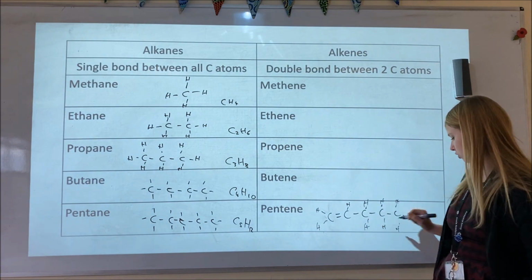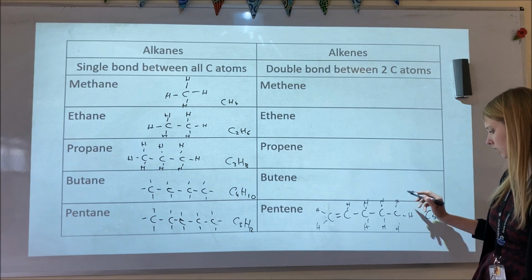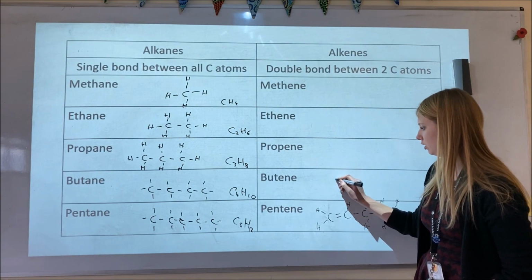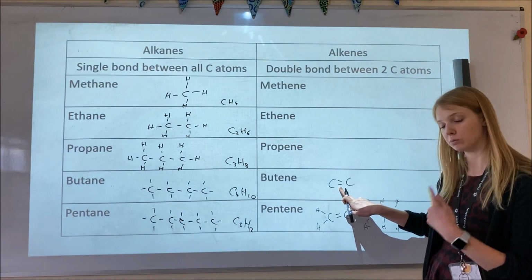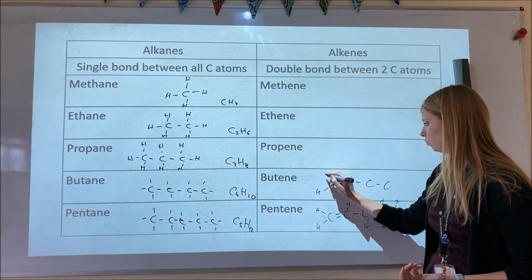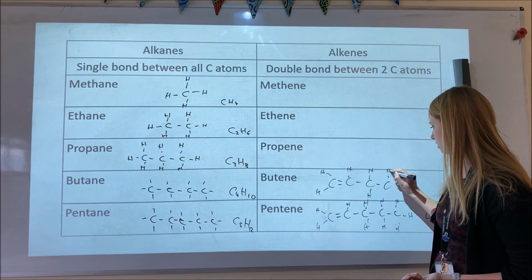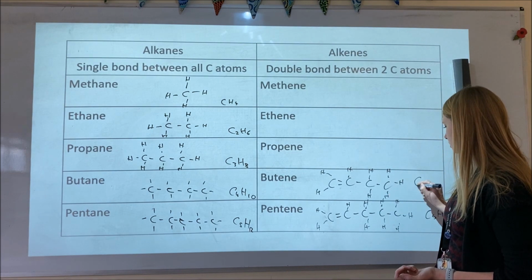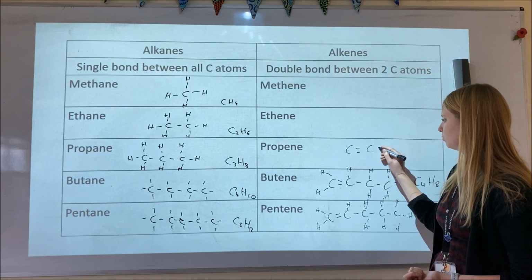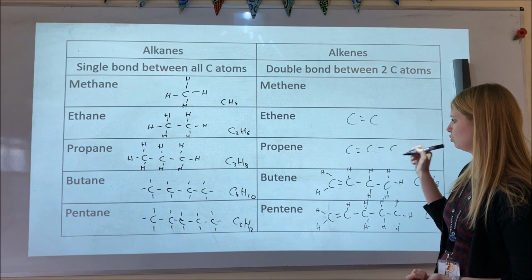So we've got C5 and then 2, 3, 4, 5, 6, 7, 8, 9, 10. H10 as our formula. Butene, again I just put the double bond in the first bit. 4 carbons. 1, 2, 3, 4, 5, 6, 7, 8. Propene, double bond there, and 3 carbons. Ethene, double bond there, 2 carbons.